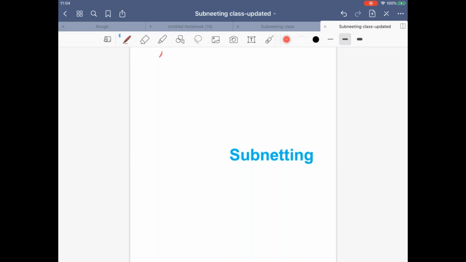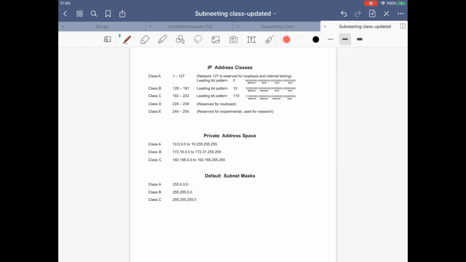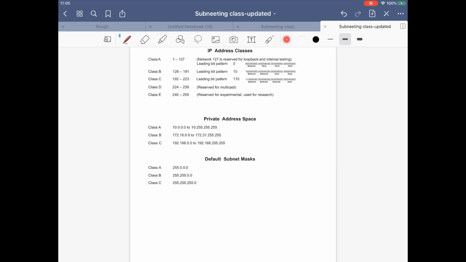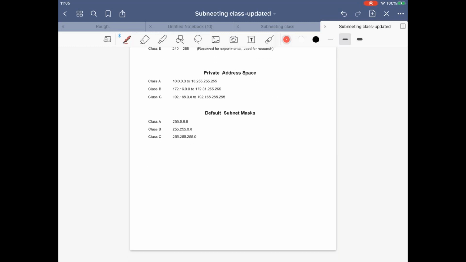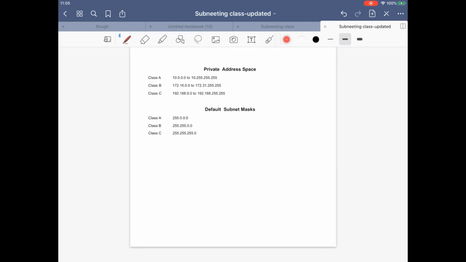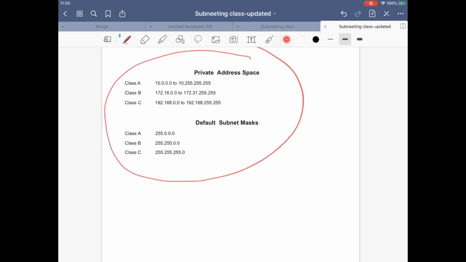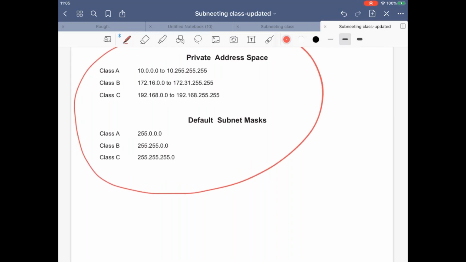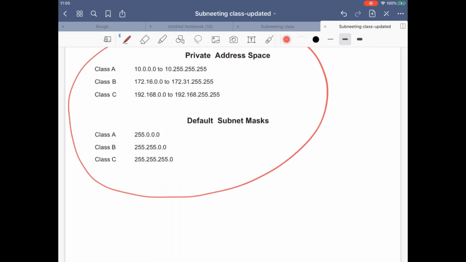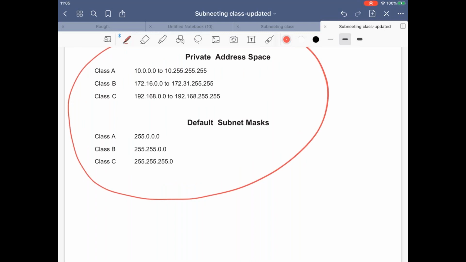Subnetting. Yesterday we had a discussion on the private IP address range, space, and default subnet mask, right? Okay, fine. Let's move further.